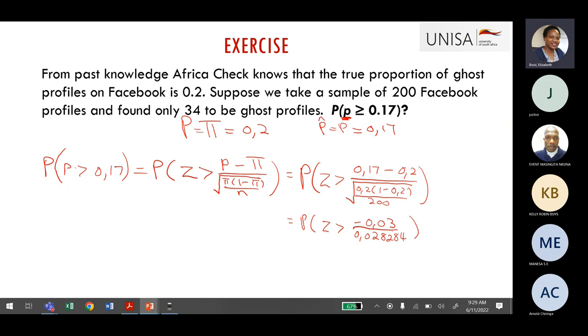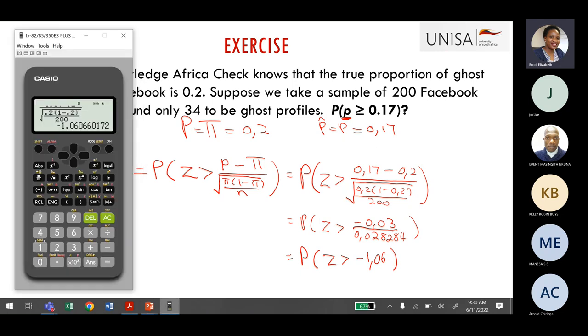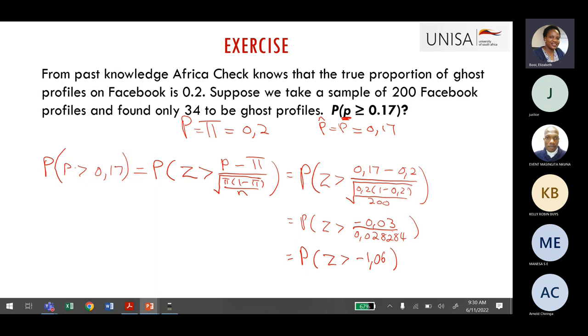Now I can take my minus 0.03 divided by 0.028284, which is equal to the probability that Z is greater than minus, I need to only keep two decimals, so it will be minus 1.06. And I got the same when I was using the KSU.